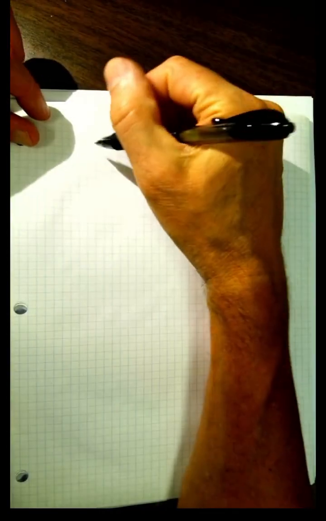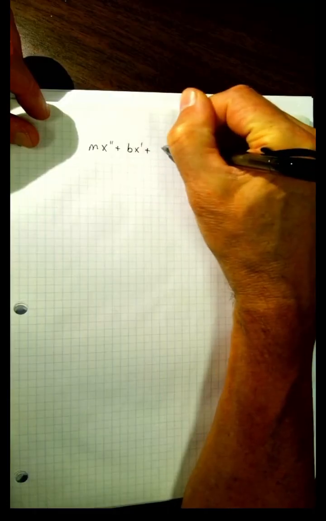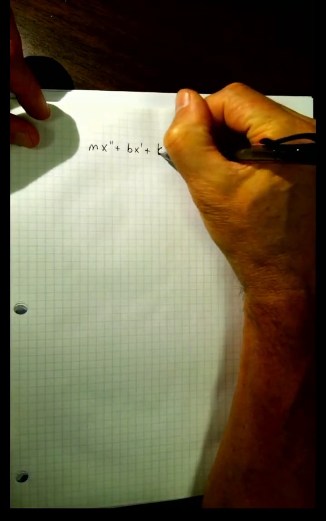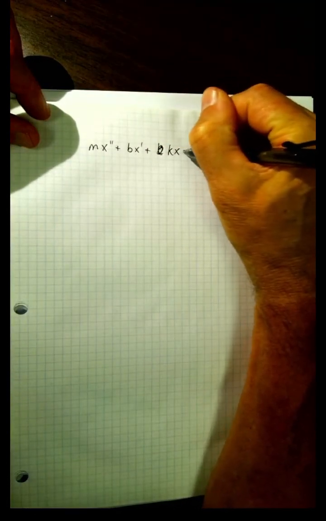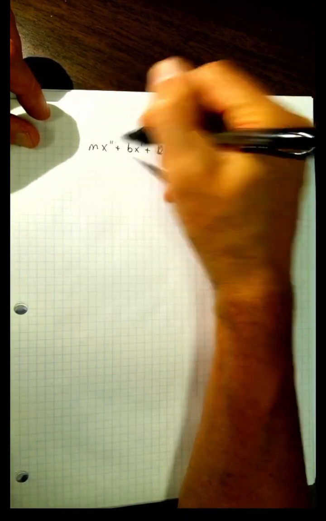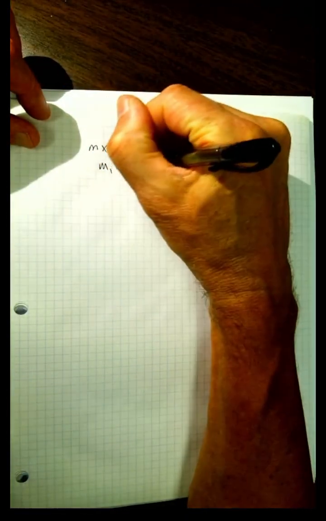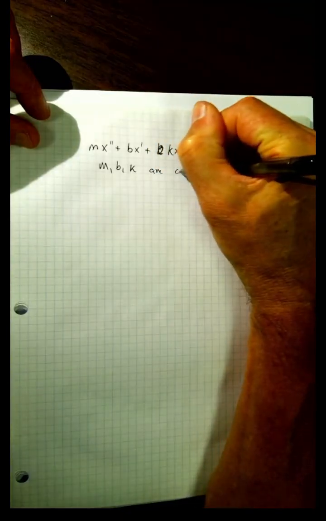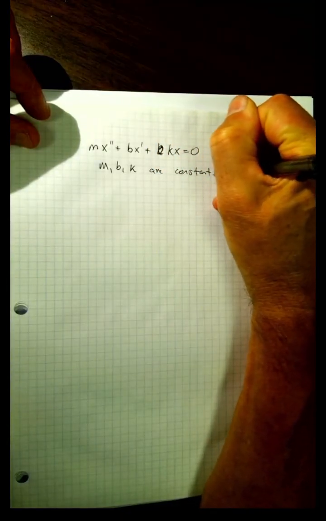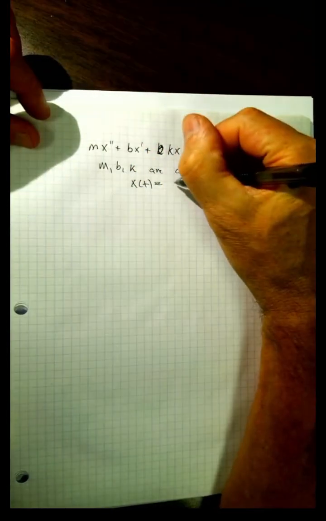All right, we're going to start talking about second-order linear constant coefficient differential equations. So the idea is we'll look at a differential equation of the form, so let's call that K, where we have a constant times the function and each of its derivatives. So M, B, and K are constants. And here I'm going to treat x as a function of t.